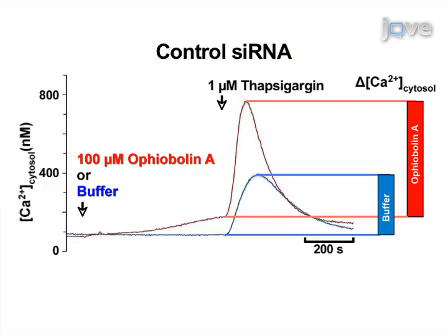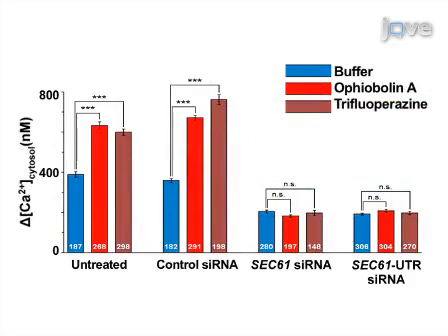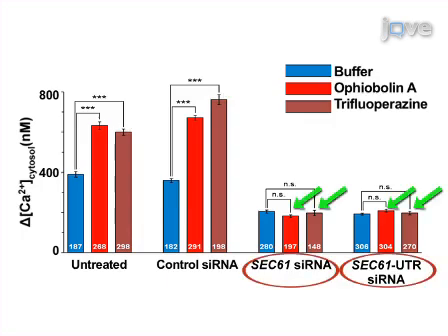This difference can be seen clearly in this diagram, which shows estimated cytosolic calcium over time in a series of movies. The quantitative results shown here confirm increased calcium efflux in control cells in response to thapsigargin in the presence of ophiobolin A. As can be seen in this bar diagram, the same phenomenon was seen for a second CAM antagonist, trifluoroperazine. However, the effects of the CAM antagonists were not seen when Sec61 complex was depleted from the cells by either one of the 2 Sec61A1 specific siRNAs.